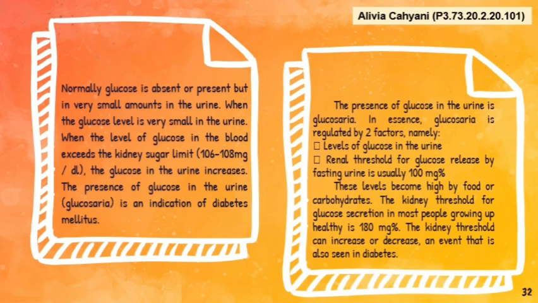Glucose secretion in most people growing up healthy is 180 mg%. The kidney threshold can increase or decrease, and this is also seen in diabetes.